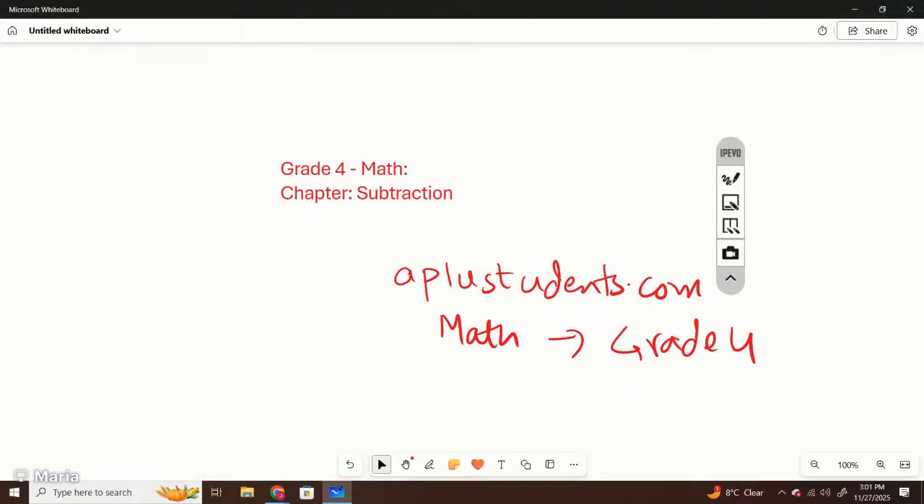We're going to start with the chapter Subtraction. So please make sure you have your notebook and pencil so that you can note down the important examples and definitions as well.